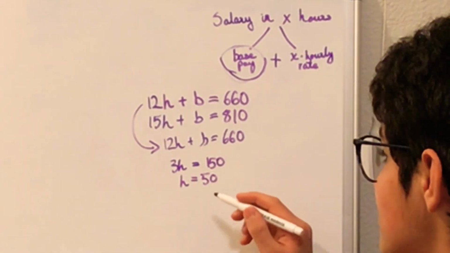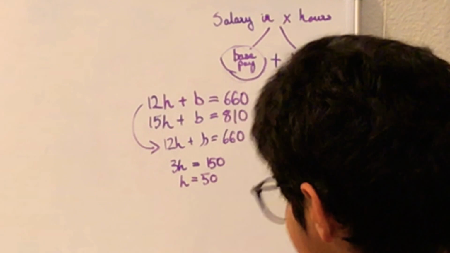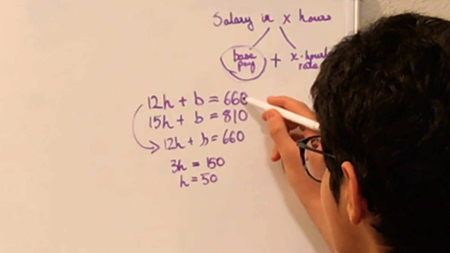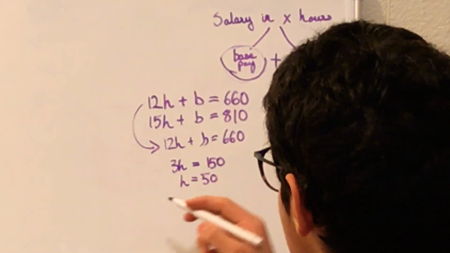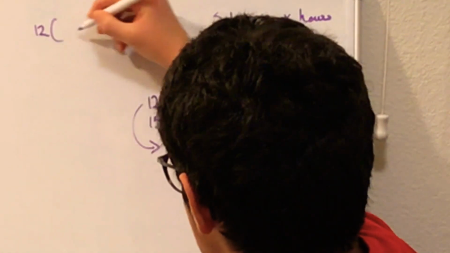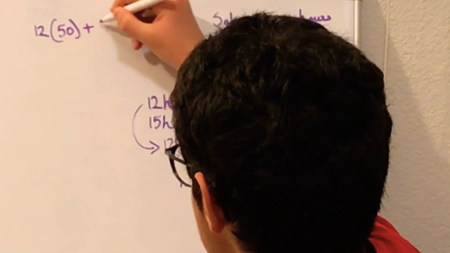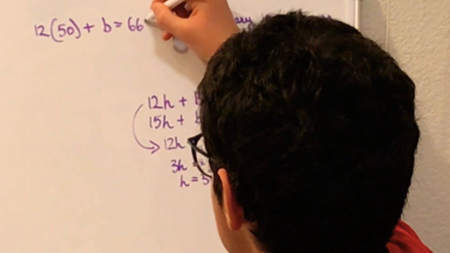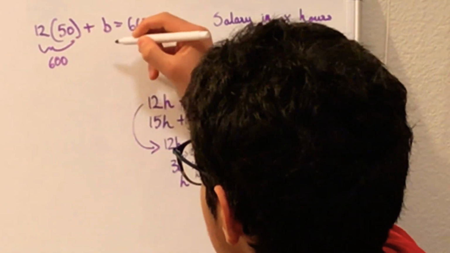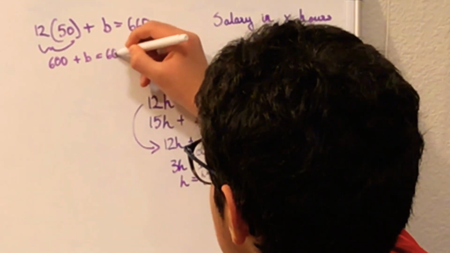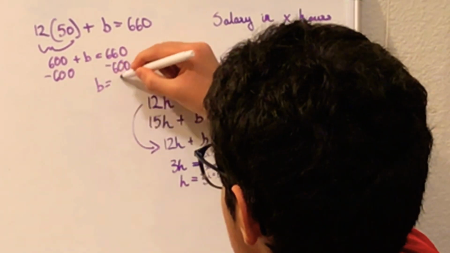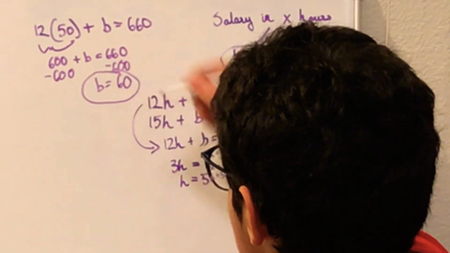But if we just say this as the answer, we'd be wrong, because we're asked to find the base pay. So the hourly rate is $50. Now let's just plug this into the first equation. So 12H, which is $50, plus base pay. So let's input H. So 12 times 50 plus B equals 660. Now 12 times 50, this is just 12 times 5, which is 60, times 10. So 600 plus B equals 660. Let's subtract 600. And then B equals 60.